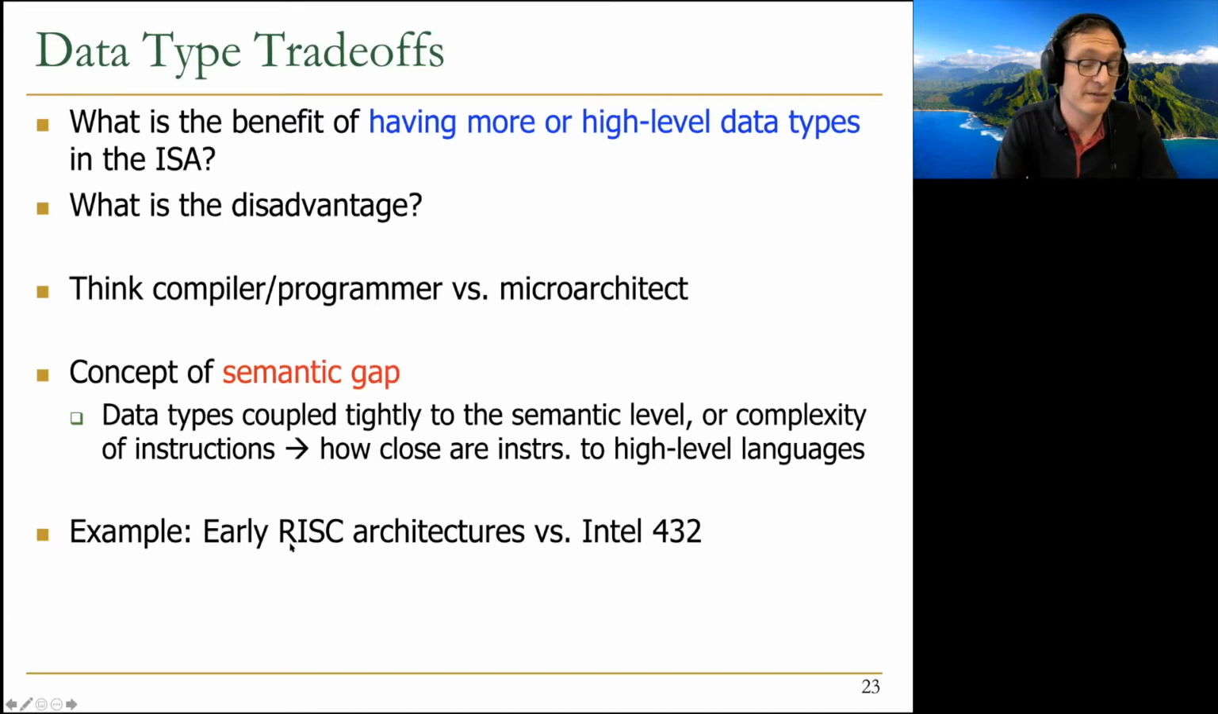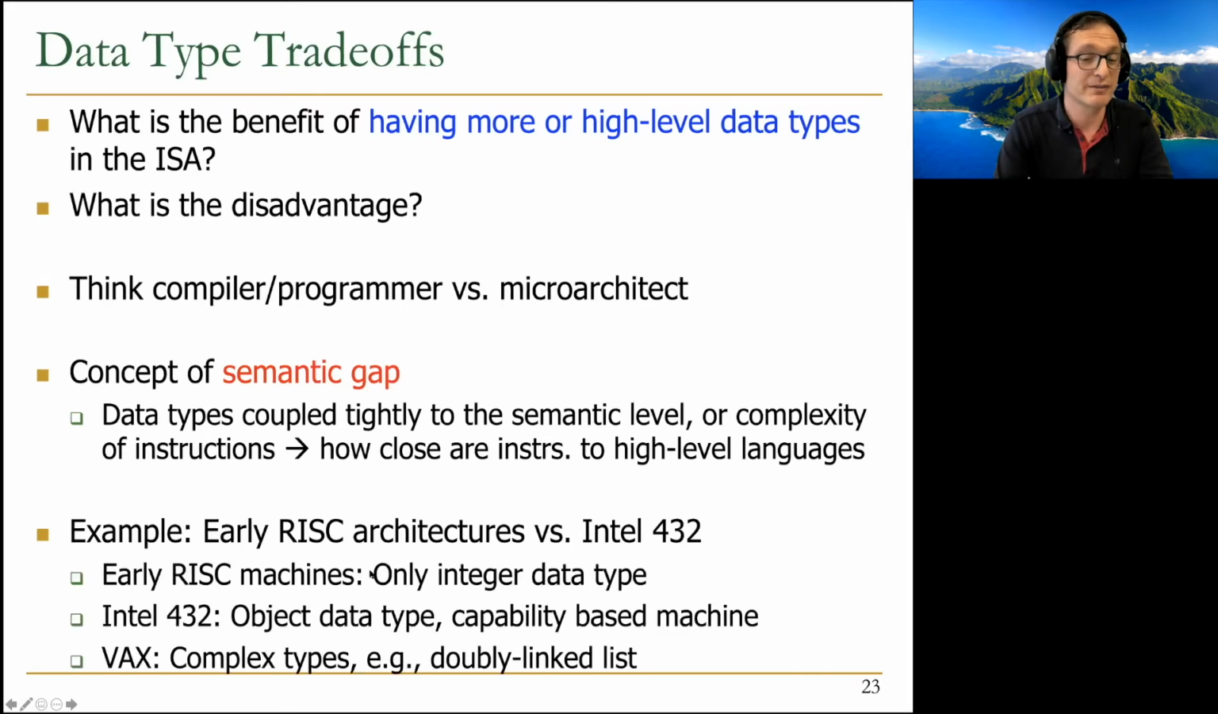Early reduced instruction set computing architectures were proposed to actually increase the semantic gap, basically make the hardware as simple as possible, but put a lot of work on the compiler, so that you have very simple instructions, and the hardware will be simple. And then there was another philosophy, which was proposed by Intel: make the hardware complex, but make the life of the programmer easier.